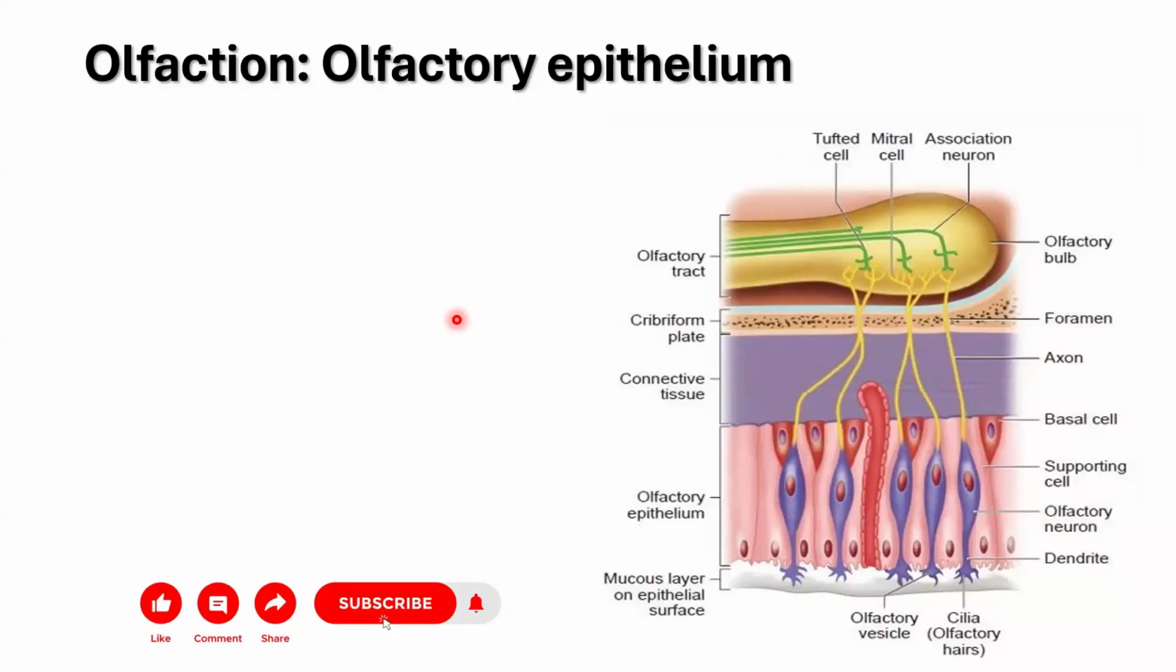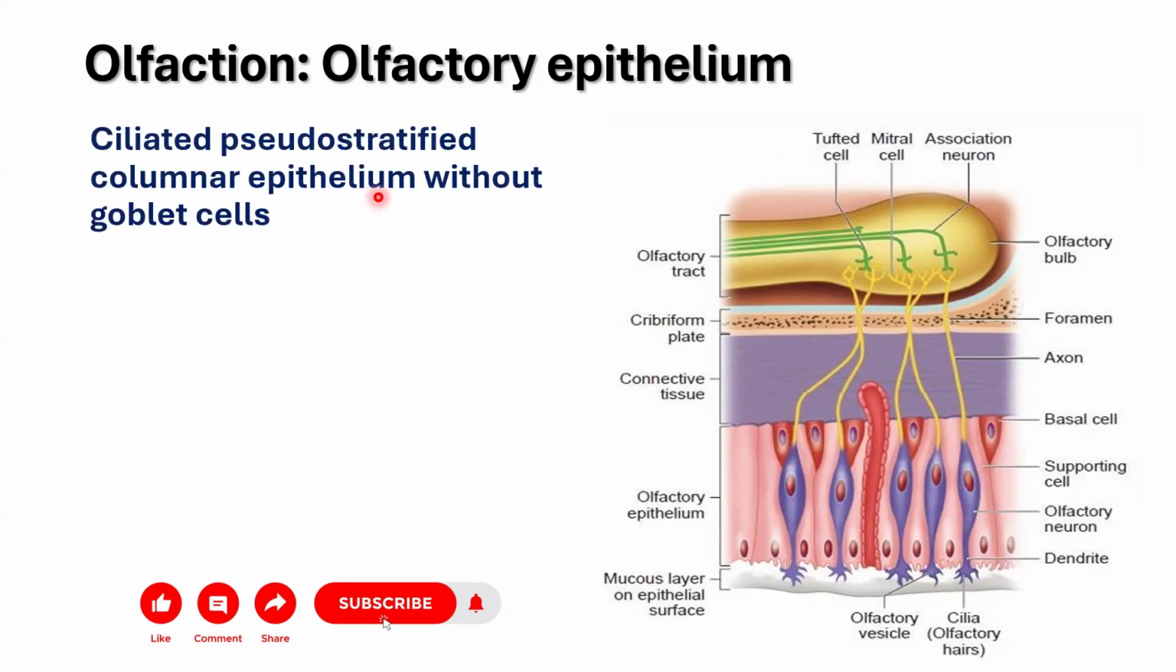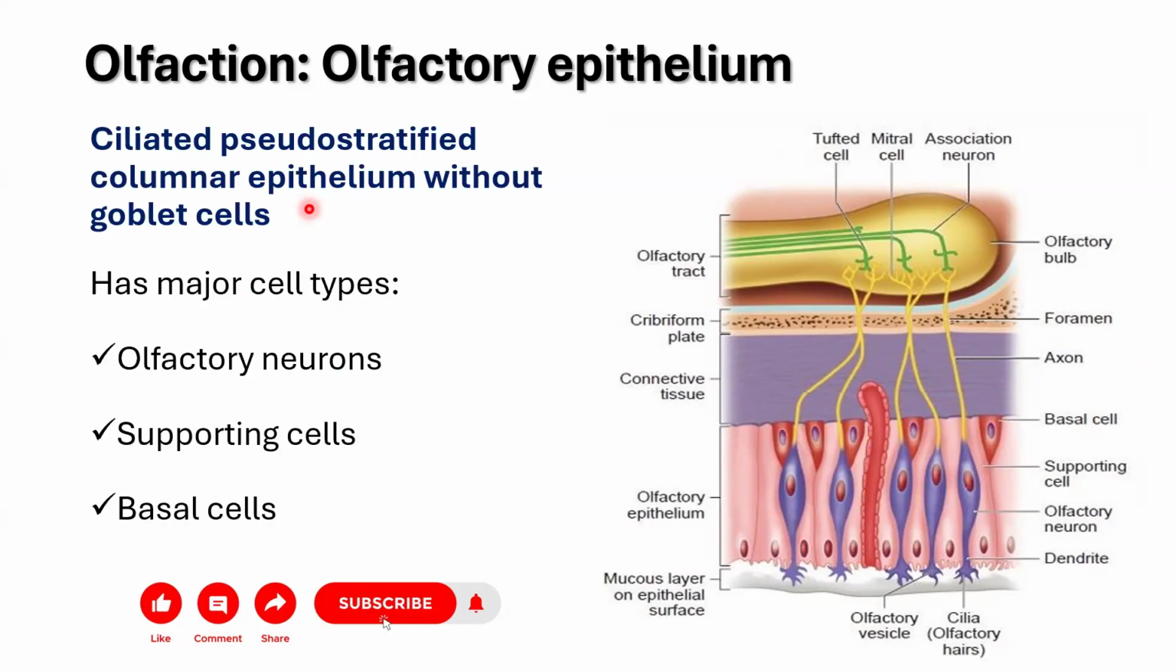As you can see, after the olfactory bulb you have the olfactory tract. So that is the olfactory epithelium, and it is pseudostratified columnar epithelium without goblet cells, but it's ciliated. The difference between it and respiratory epithelium is that respiratory epithelium has goblet cells, which produce mucus.